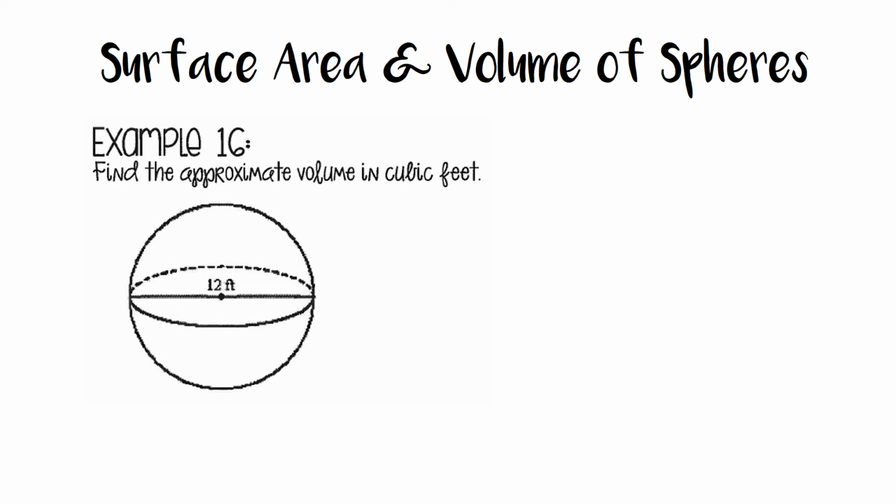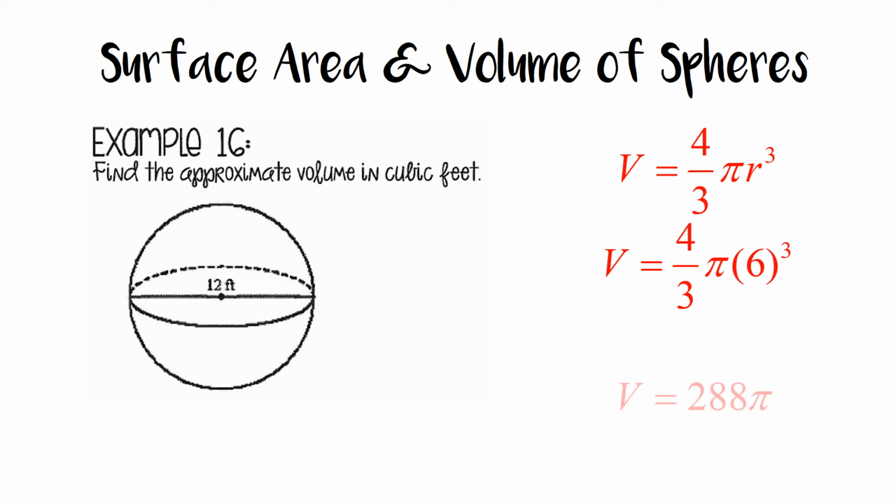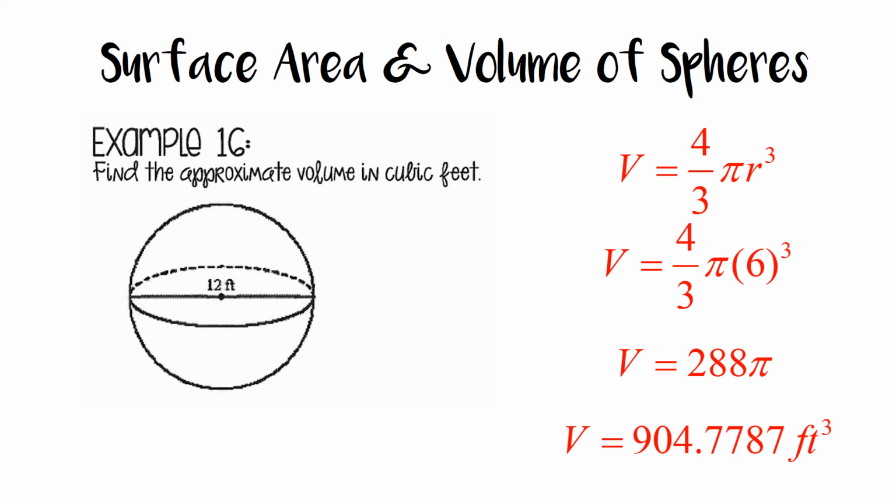All right, and the last example. Find the approximate volume when we have been given the diameter of 12 feet. So again, we're going to need that radius of 6. So cube 6 first, then multiply it by 4 divided by 3. So we get 288 times pi. That decimal is 904.7787 feet cubed, because we're talking about volume.